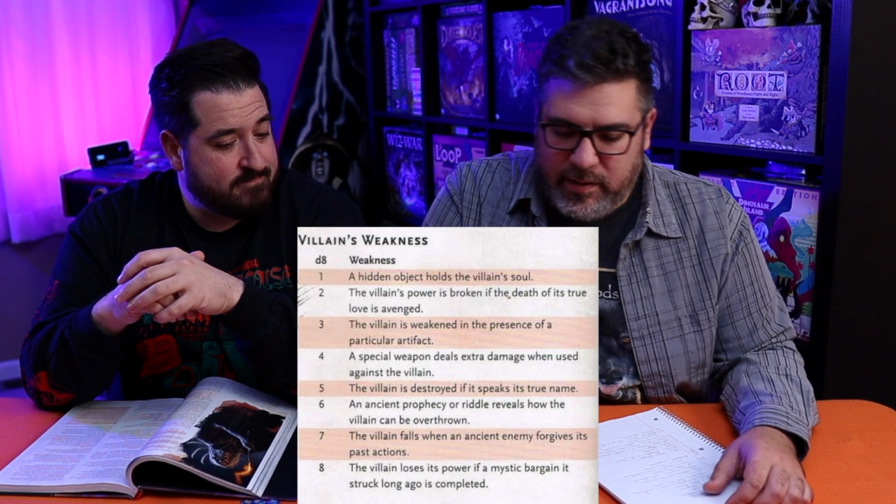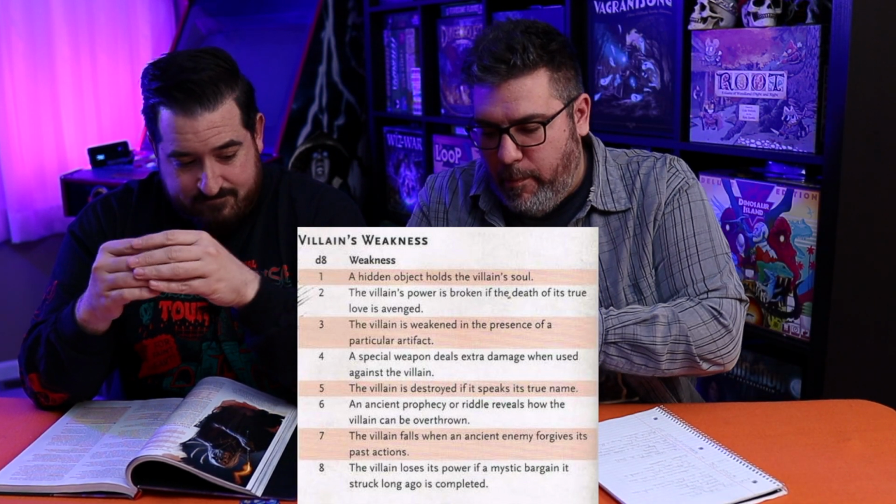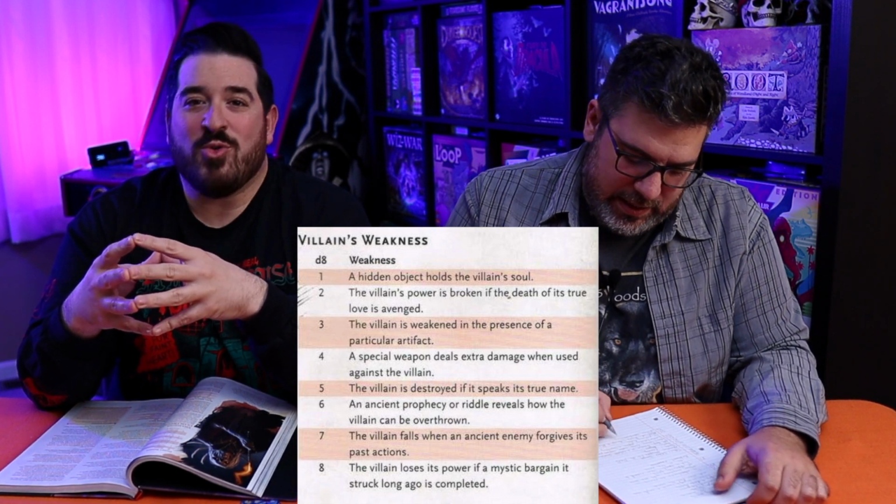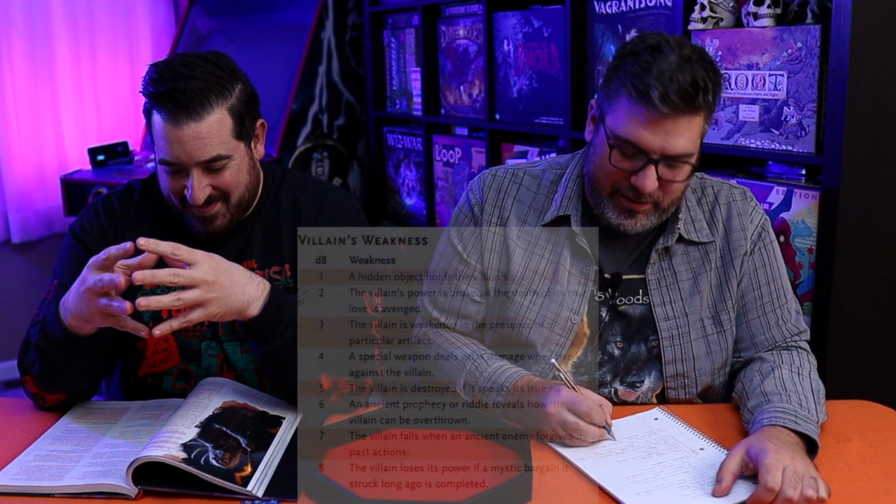I know earlier we rolled on the side quest table to find sort of like a weakness of the character, but there is an actual villain's weakness chart. So we're going to roll on both of these just to have 2 aces up our sleeves here. Roll a D8. Wow. Loving the ones. A hidden object holds the villain's soul. It's like the book wants us to create this dancing lich. Dancing, drug-dealing lich.